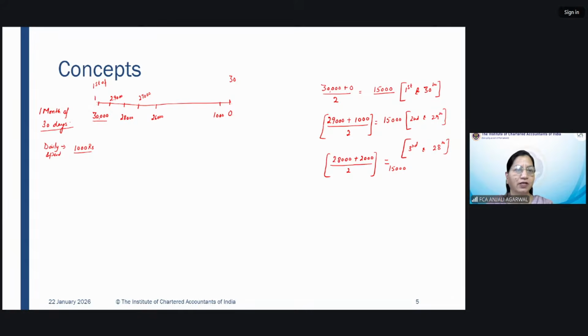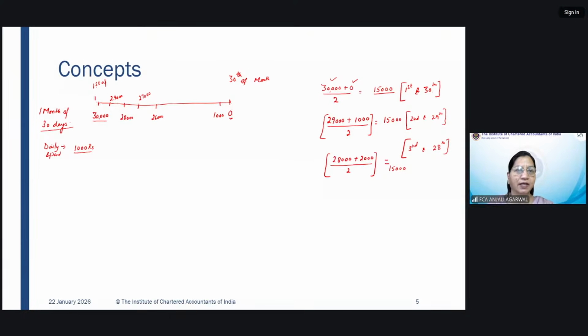If you withdraw 30,000 on the first of the month and keep spending 1,000 every day, by the 30th of the month your balance in your wallet would be zero. So before you start your next month, you would have spent the entire 30,000. On the first and on the 30th, what was the average you were carrying? On one day you had 30,000 and on one day you had zero, so on average you had 15,000 rupees.